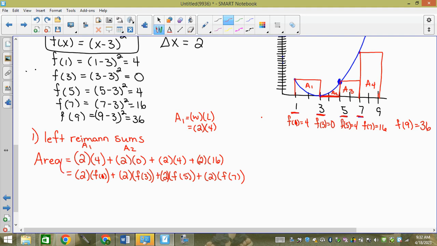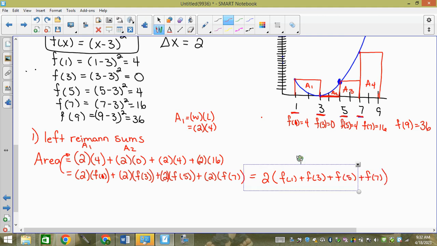This step is often written before this one, just so you know. Just proving a point. You know what I mean? Like they could write it that way. They could also take the 2 out of the whole thing and write it this way. 2 times f of 1 plus f of 3 plus f of 5 plus f of 7. Why can they do that? So 2 in every term, they can just GCF it out. Okay? So it's faster.